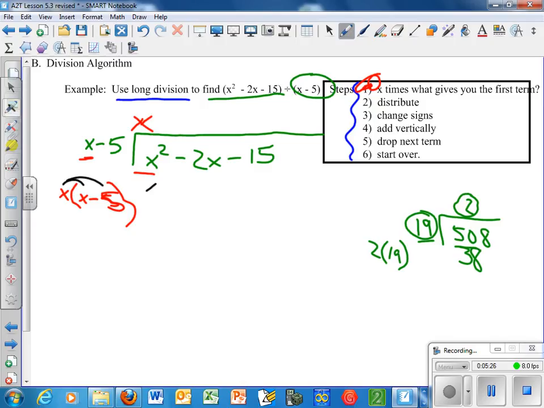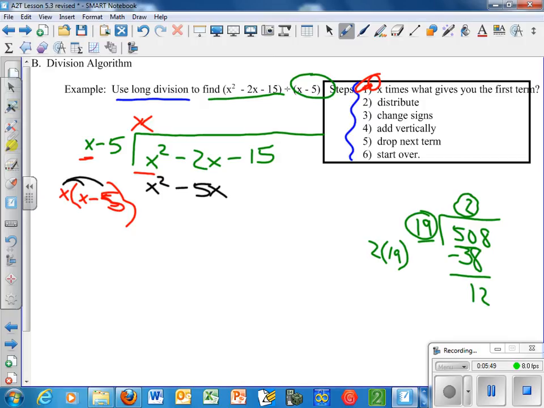So I get x squared minus 5x. I'm just distributing my x. Okay, so that's what we did, we multiplied. All right? Then if you think back over to the numeric long division, what you did next is you actually subtracted. You took 50 minus 38, and I got 12.